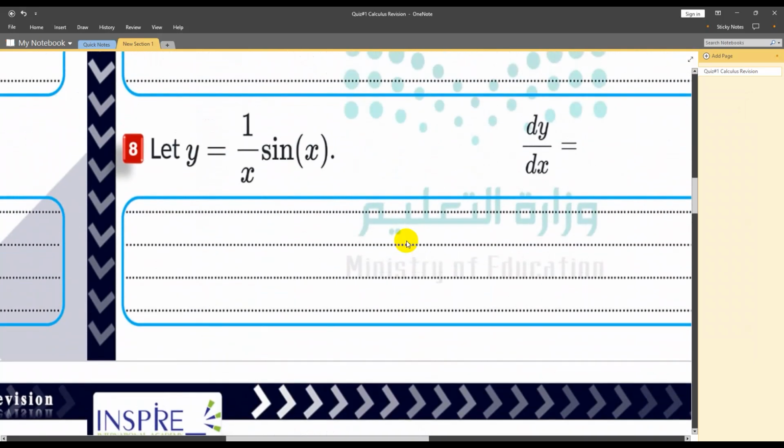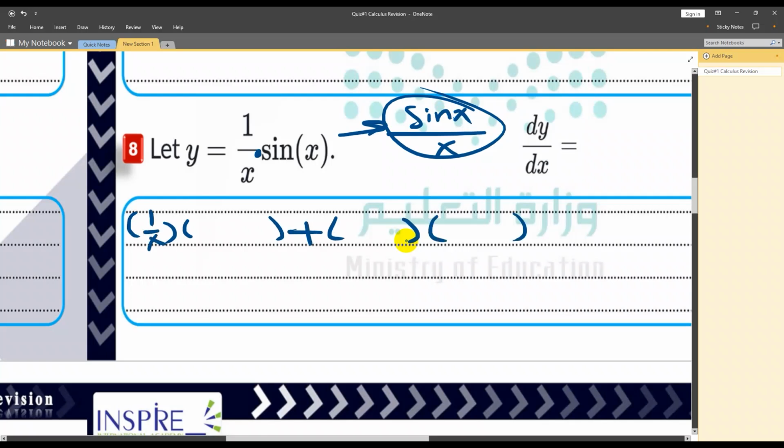Next one. Actually, this is the first question. It's the same as 1 times sine x. It's sine x over x. It's the same. But right now we can use the product rule. It's up to you. So I will use the product rule.